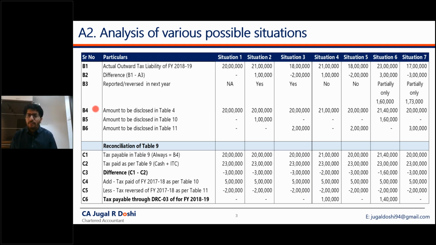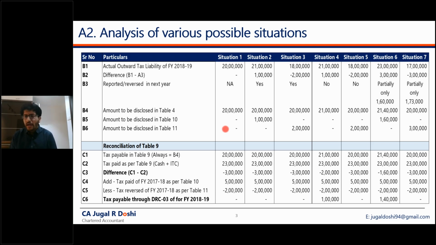Table 4 is supplies during the financial year. Now table 10 and table 11 are going to be nil. Table 10 deals with supplies reported through amendments in next financial year, that is FY 19-20, and supplies reversed through 3B of next financial year, that is FY 19-20, is dealt with in table 11. So I have not reported nor reversed any supplies in FY 19-20. Hence, I am going to fill those two tables as nil.